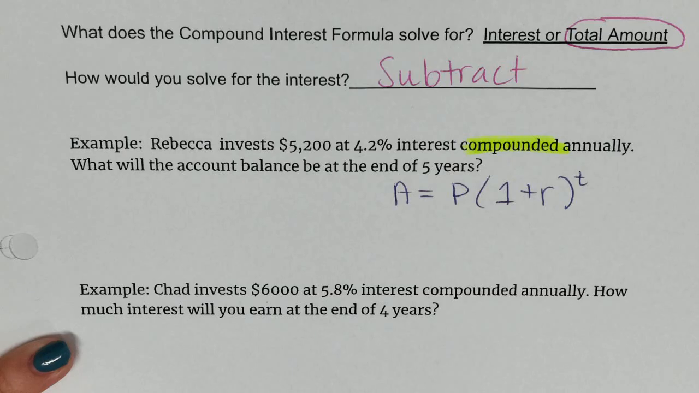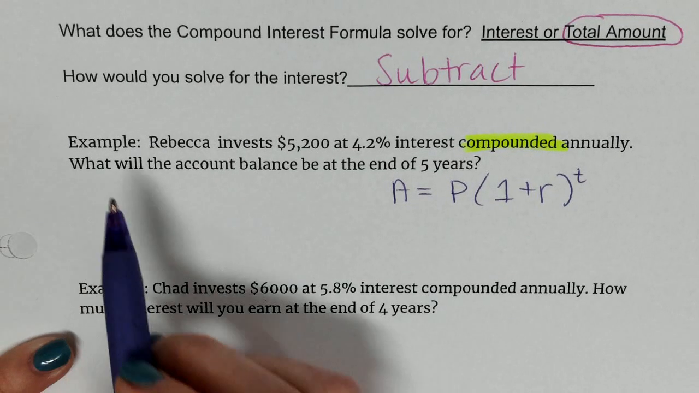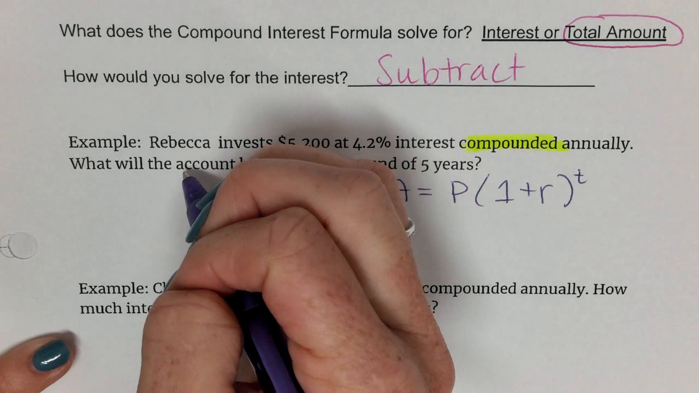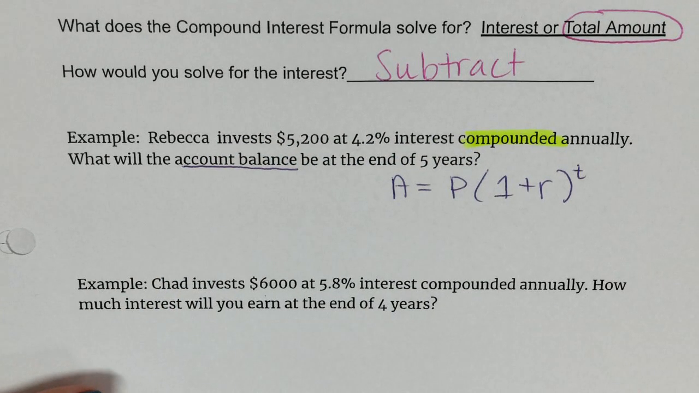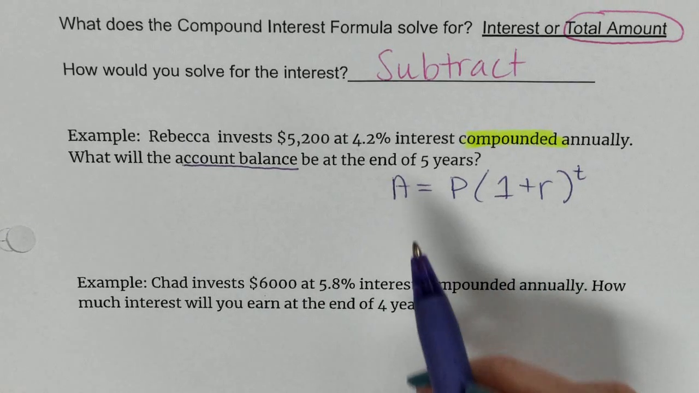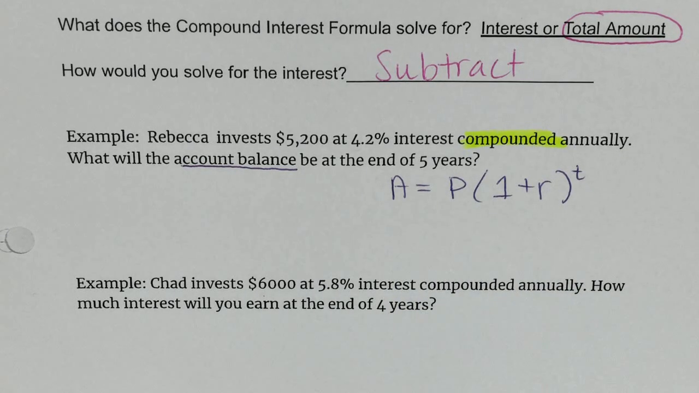Now let's read the question and see if this formula will give us the answer. It says, what will the account balance be at the end of 5 years? What is account balance? Is that a total or is that interest? If I say, what is the balance in your account, what am I asking for? How much you have in there? Total. Does this formula solve for total amount? Yes, so all I'm going to do is use this formula.